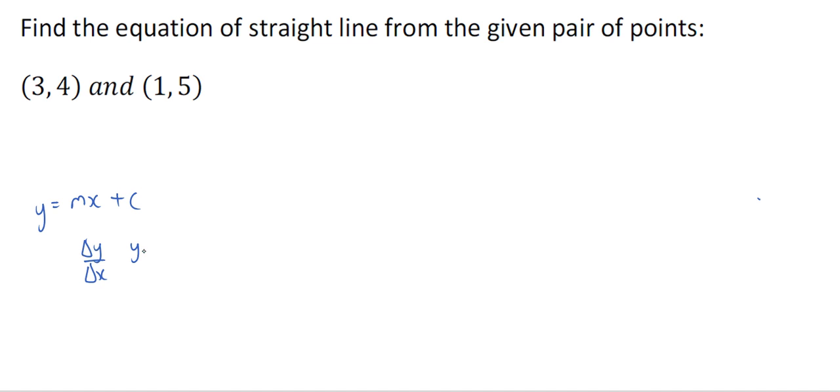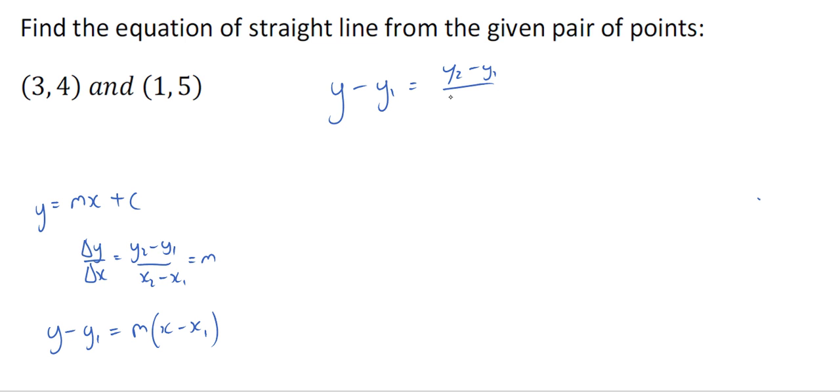So the change in y is y2 take y1 over x2 take x1. So this becomes our formula for gradient. We also know that if you're given a point and a gradient, you can use this formula to find the equation of a line. So if this is our gradient, then we could just combine these two concepts to come up with the one formula: y take y1 is y2 take y1 over x2 take x1, times x take x1.